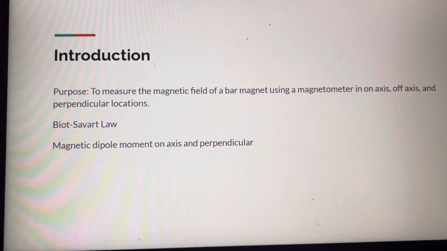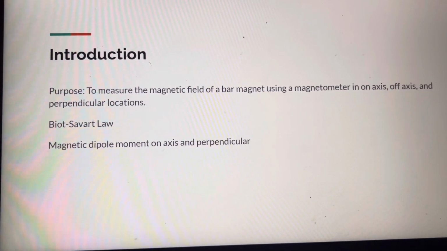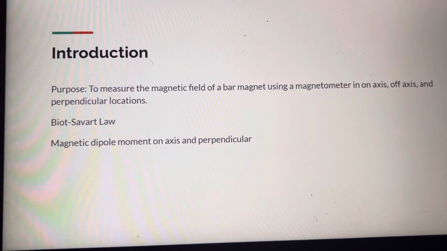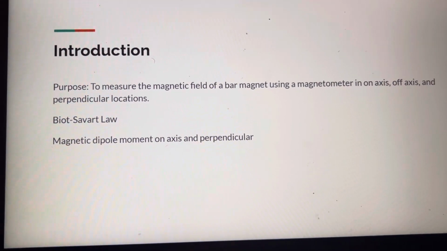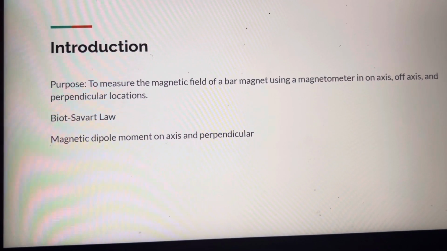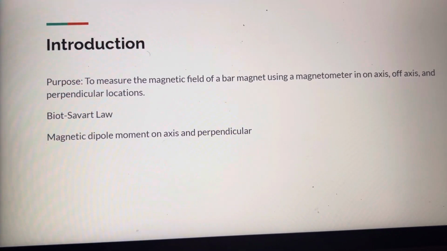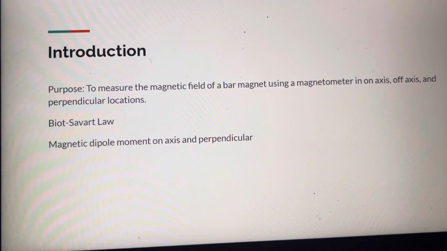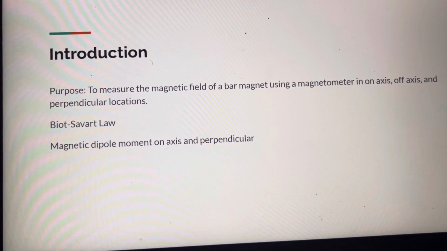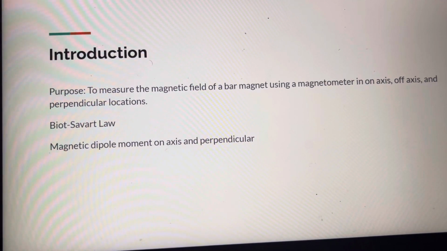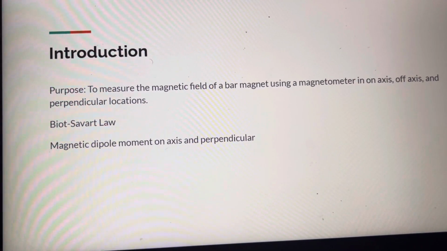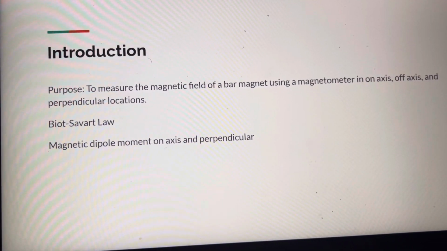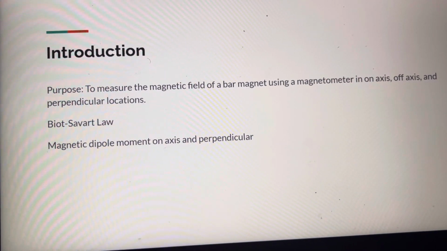The purpose of this lab was to measure the magnetic field of a bar magnet using a magnetometer on my phone, on axis, off axis, and perpendicular to the bar magnet. Now, some important principles and formulas for this experiment include the Biot-Savart law, which states that the magnetic field is proportional to a constant mu naught times the cross product of a certain charge times the velocity of the charge.